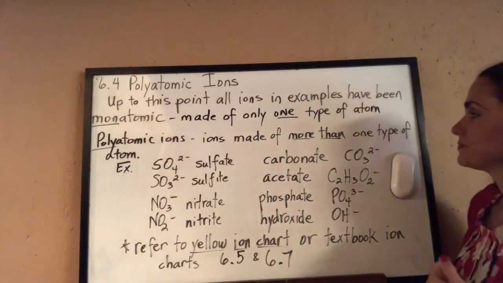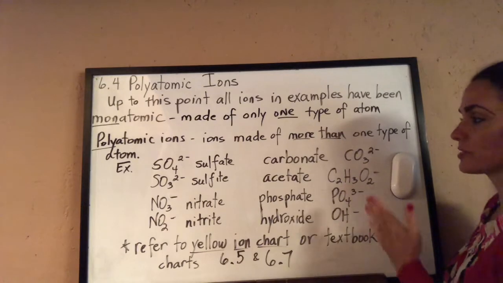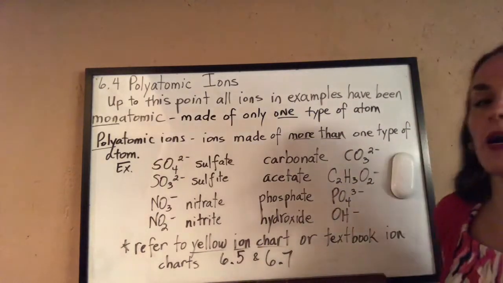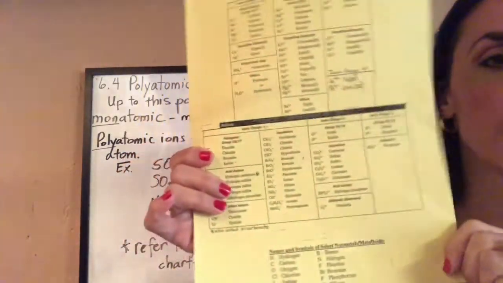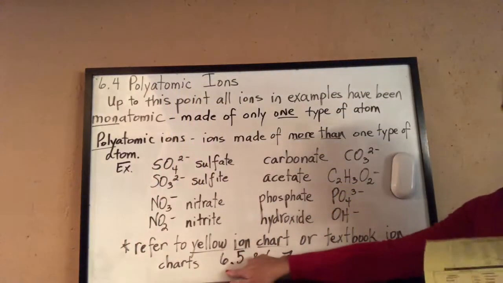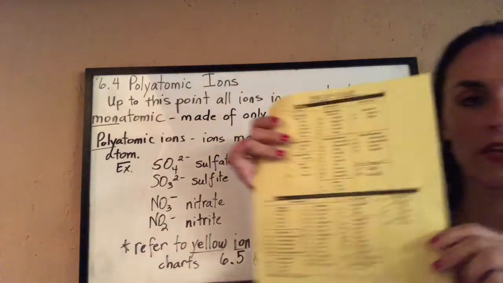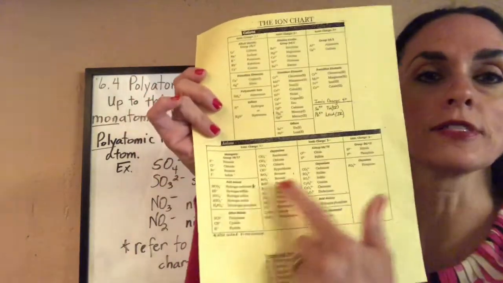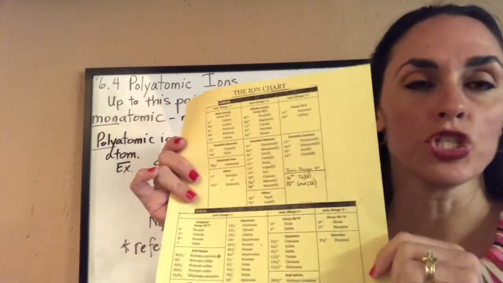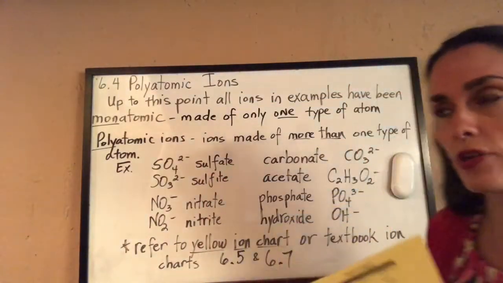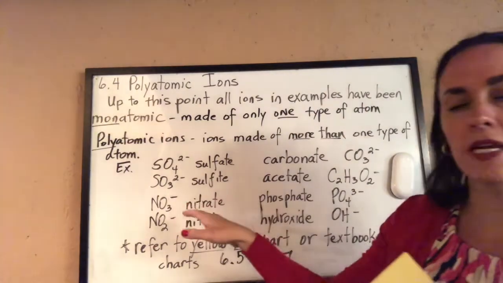Now, I have listed some examples of common polyatomic ions here. But the yellow ion chart is a very comprehensive chart, and I put this up here. It's more comprehensive than the tables in your textbook, and it's a good resource if you take chemistry beyond Chem 110. You can see we have many polyatomic ions that are anions. There are only two cations: the ammonium ion and the hydronium ion.